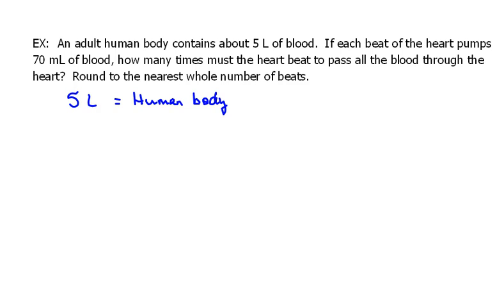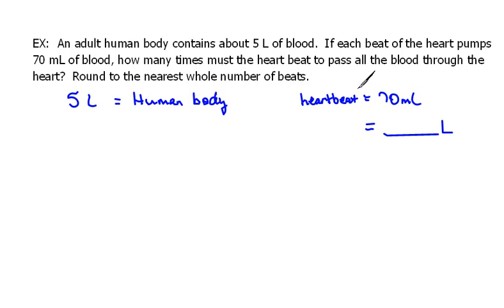Now it says if each beat of the heart pumps 70 milliliters of blood. So each heartbeat is about 70 milliliters. How many times must the heart beat to pass all of the blood through the heart? Round to the nearest whole number of beats. Well, if our heartbeat is measured in milliliters and the total amount of blood is measured in liters, we really need these to be the same before we can talk about it. So let's figure out how many liters 70 milliliters is equivalent to.